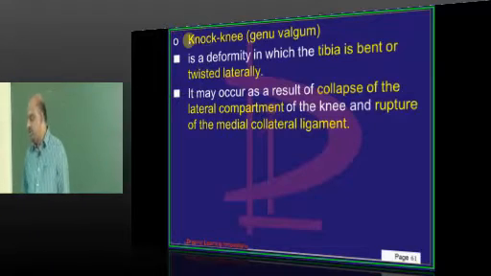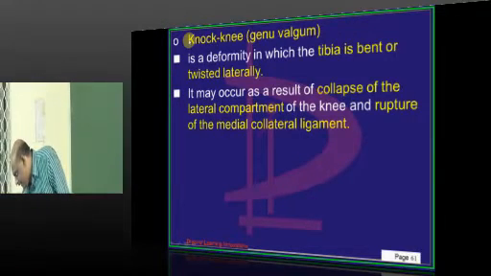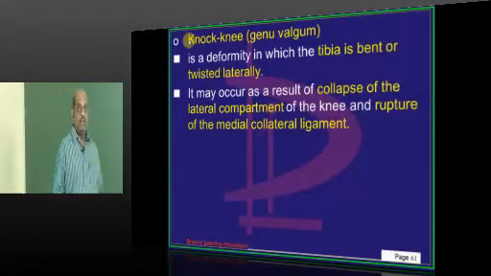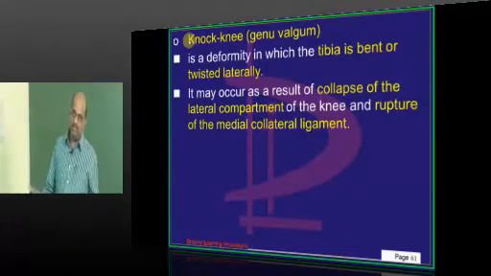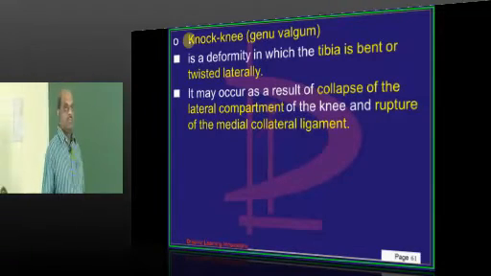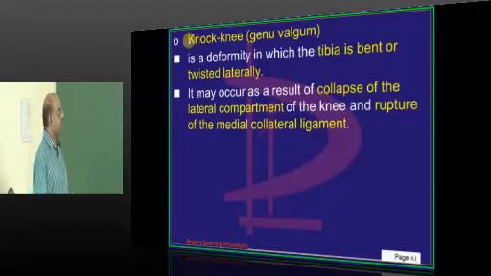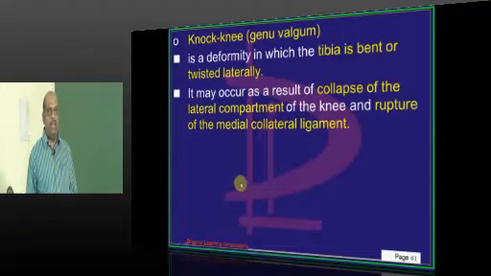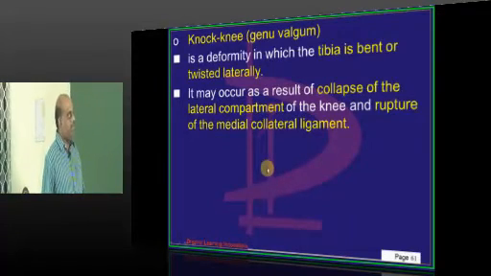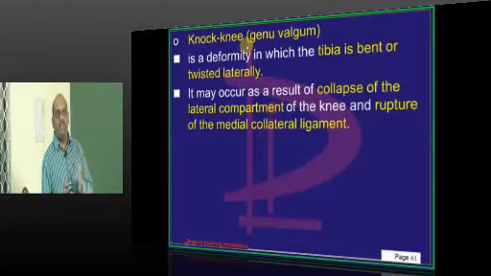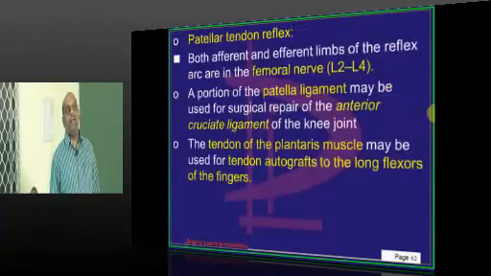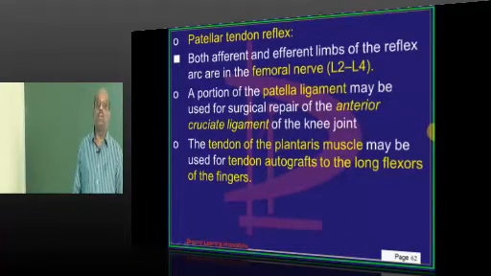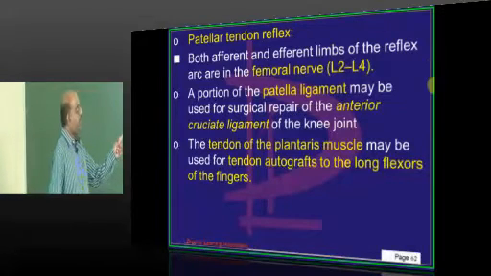Then what is meant by genu valgum? The tibia is bent and twisted laterally, becoming knock-knee, genu valgum. Any collapse of the lateral compartment of the knee or a rupture of the medial collateral ligament can lead to the development of a knock-knee, which is fundamentally genu valgum, is what needs to be remembered. Then we all elicit the tendon reflex. What is the root value of that in the surgical anatomy? You should not forget L2 to L4.